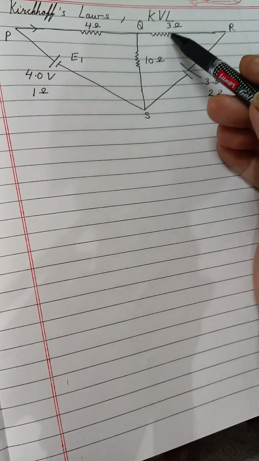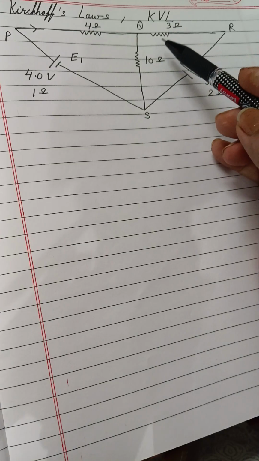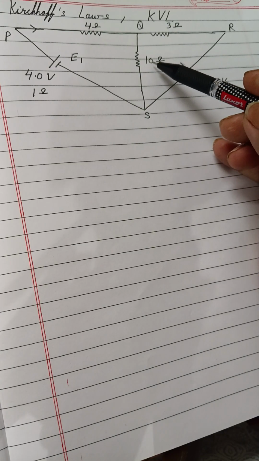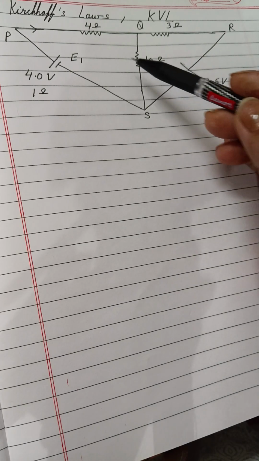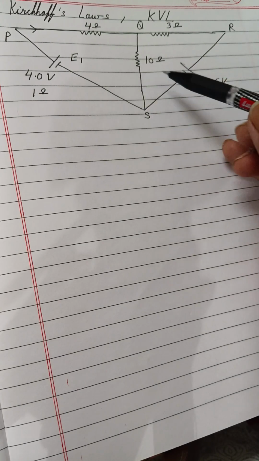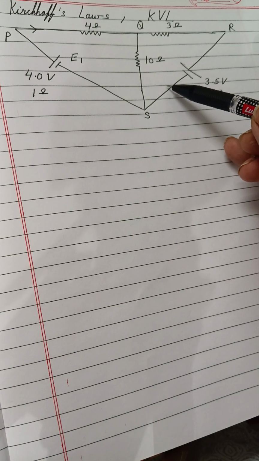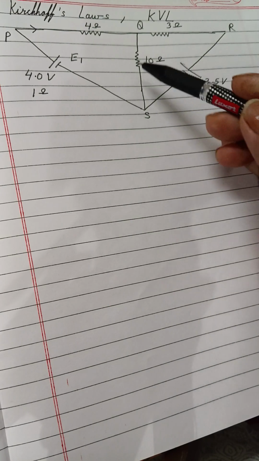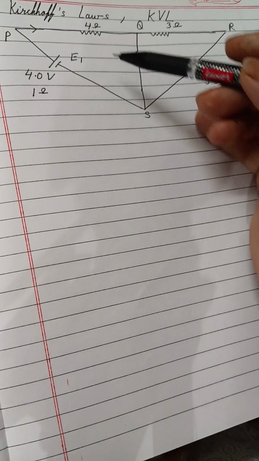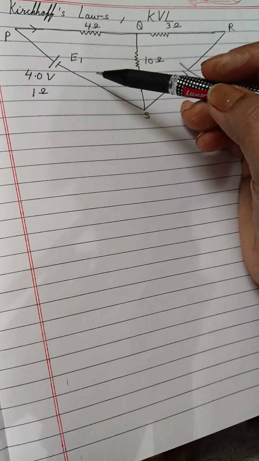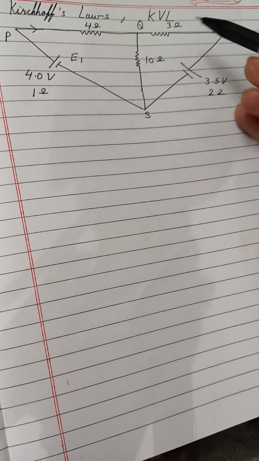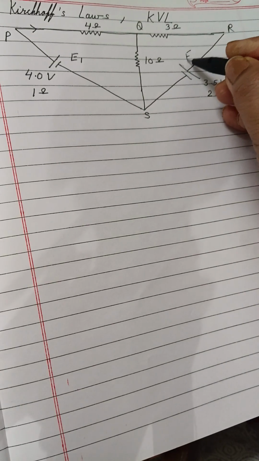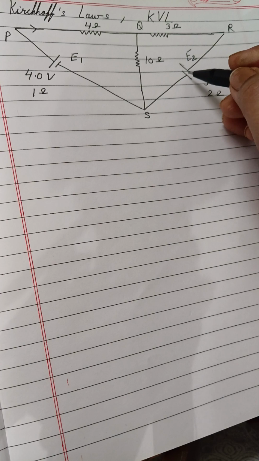Kirchhoff's law, that is KVL, Kirchhoff's voltage law. Here I have made the diagram for the numerical question. Now in this question you can see that all the EMFs are given, that is EMF E1 and E2. Two EMFs are given.